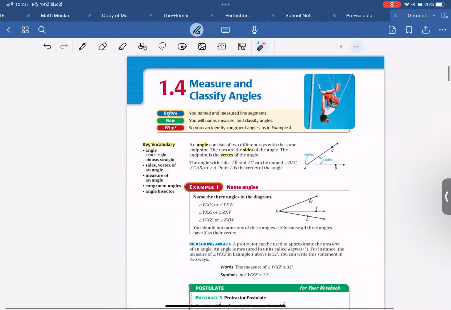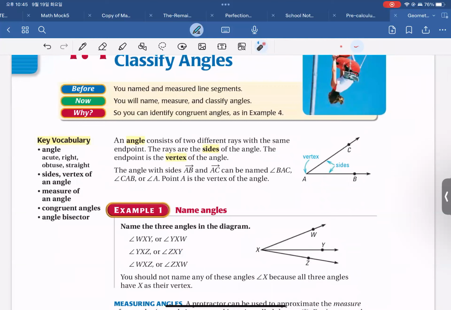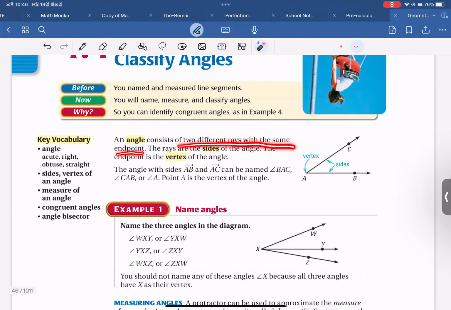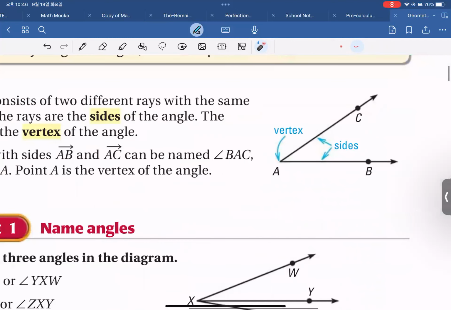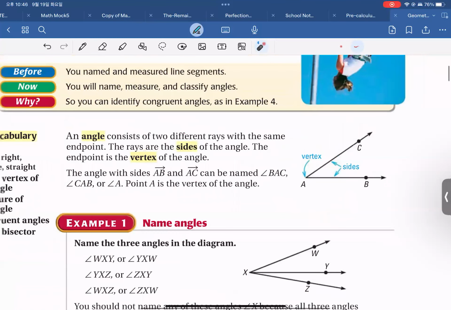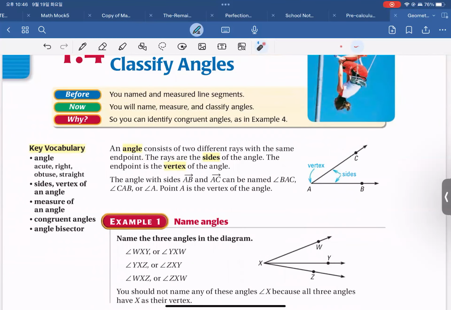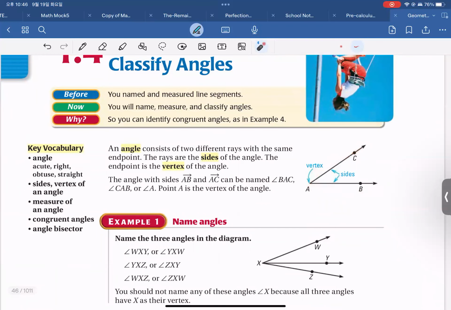So I think a lot of people do know what an angle is, right? A lot of people have heard about the right triangle, which has an angle of 90 degrees as one of its angles. But basically, an angle consists of two different rays with the same endpoint. So this is basically an angle, right? When you're referring to this angle, you can refer to angle CAB, for example. And basically, the rays are the sides of the angle. So this would be one ray and another ray. And the endpoint is called the vertex of the angle. So basically, it's just like here.